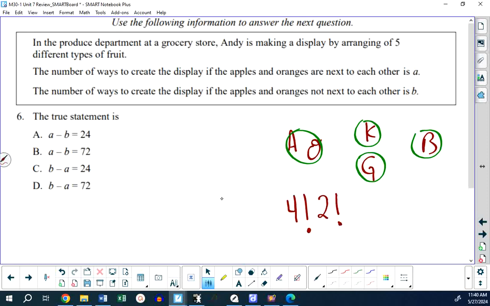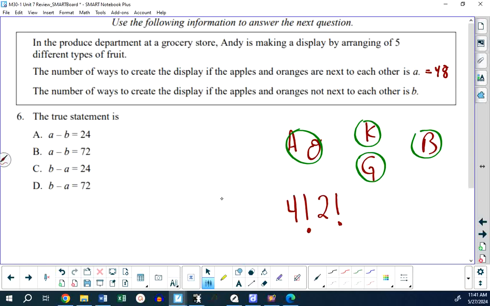So again, it's the Joan and Emily situation where Joan and Emily had to stand next to each other. And this works out to, I believe, 48. Okay. So there are 48 different ways for Andy to arrange the fruits so that the apples and oranges are together. Now, how do you determine the number of ways to arrange them where they are not together?